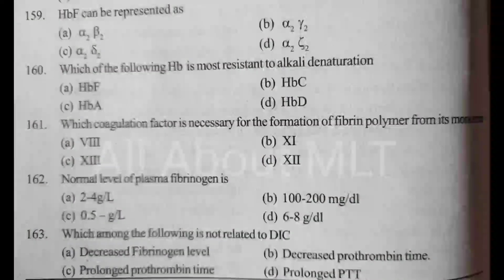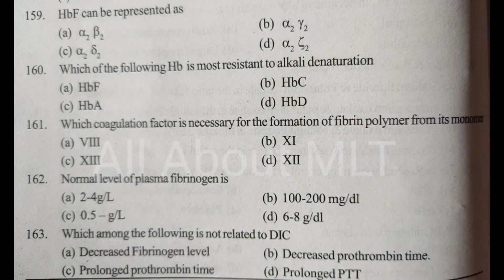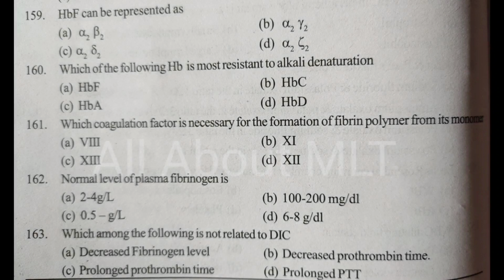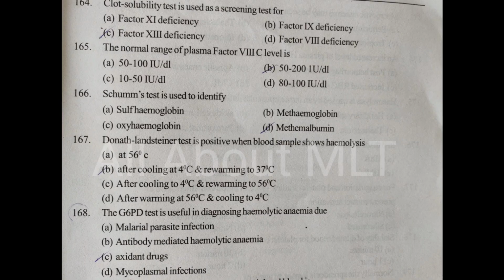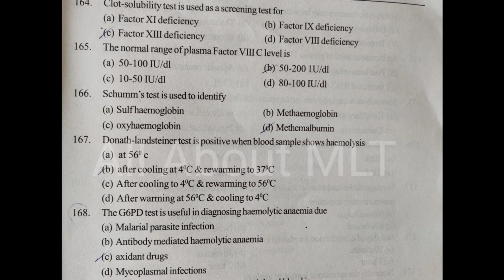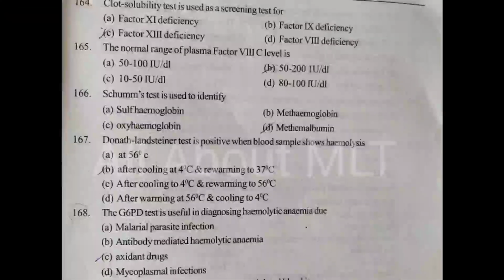Which among the following is not related to DIC? Option A decreased fibrinogen level, option B decreased prothrombin time, option C prolonged prothrombin time, option D prolonged PTT, and the answer is option B decreased prothrombin time. Clot solubility test is used as a screening test for option A factor 10, option B factor 9 deficiency, option C factor 13 deficiency, option D factor 8 deficiency, and the answer is option C factor 13 deficiency.